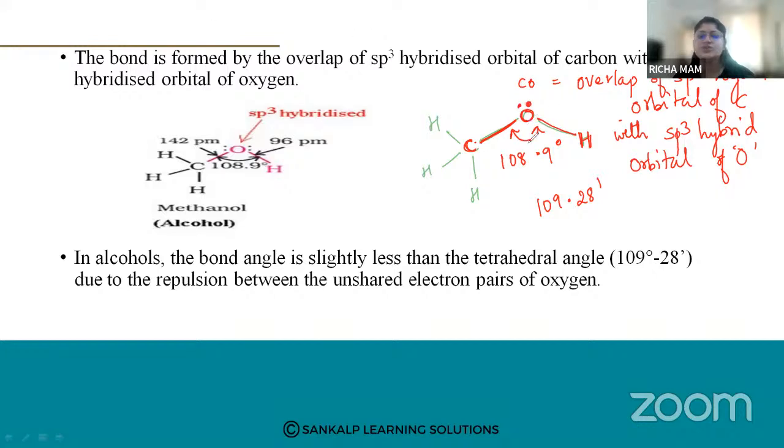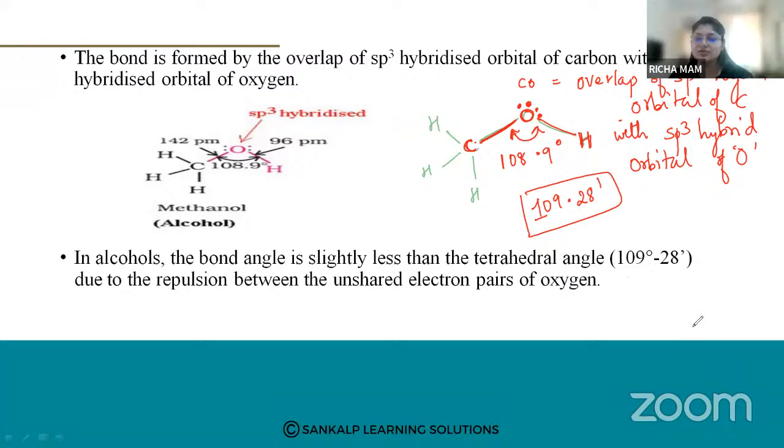Because of the repulsion experienced by this OH group, between the lone pair of electrons on your oxygen, the angle is slightly lesser as compared to your tetrahedral angle. So due to the repulsion between these electrons. Then let us consider now phenol. So in phenol, what is present?